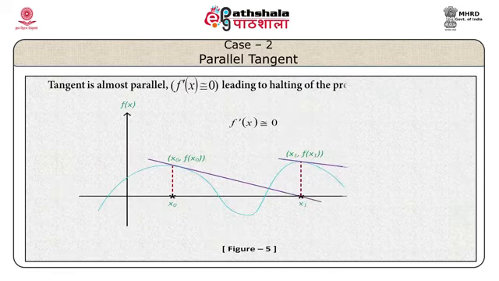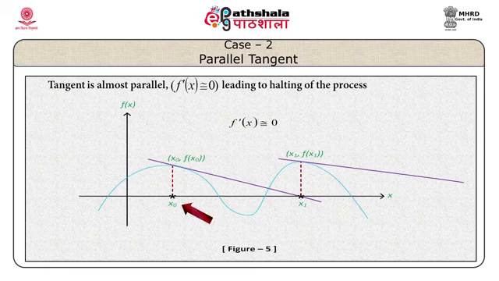See, if you look at this figure 5, the curve is there, x0 is the initial guess. When we draw the tangent to the curve at the point x0, f x0, it meets the x axis at the point x1. And when we look at the point on the curve corresponding to x1, x1, f x1, and we draw the tangent to the curve at this point x1, you see that the tangent is almost parallel to the x axis, because at this point the derivative is 0, and when this happens the process will halt. We have to again restart with a new initial guess.